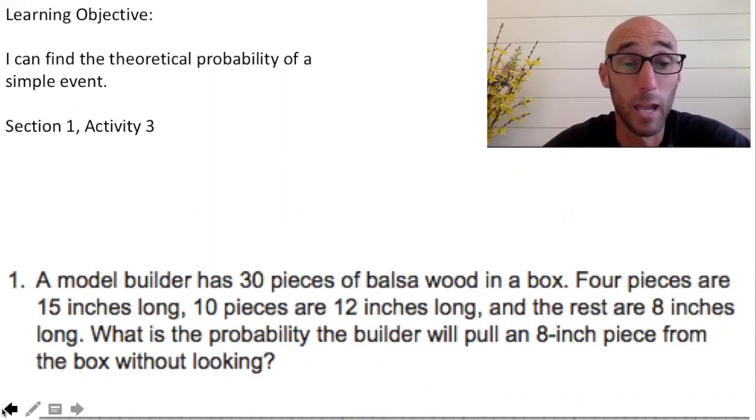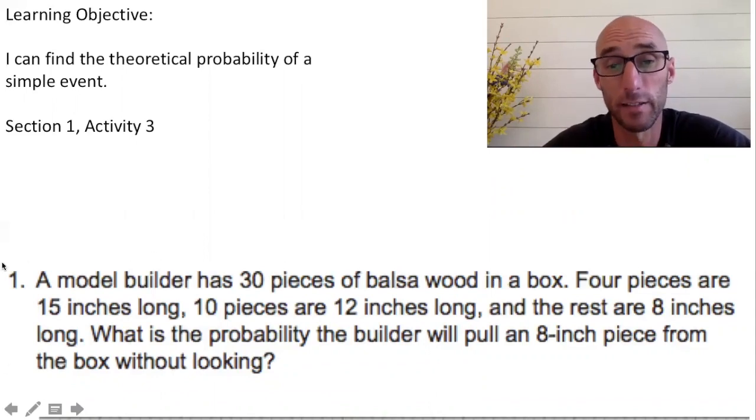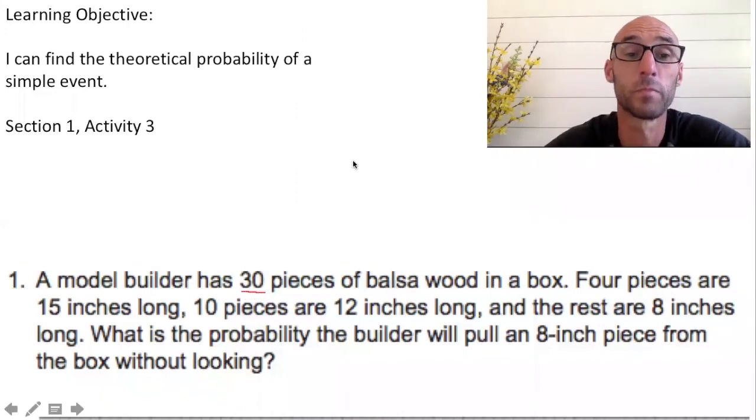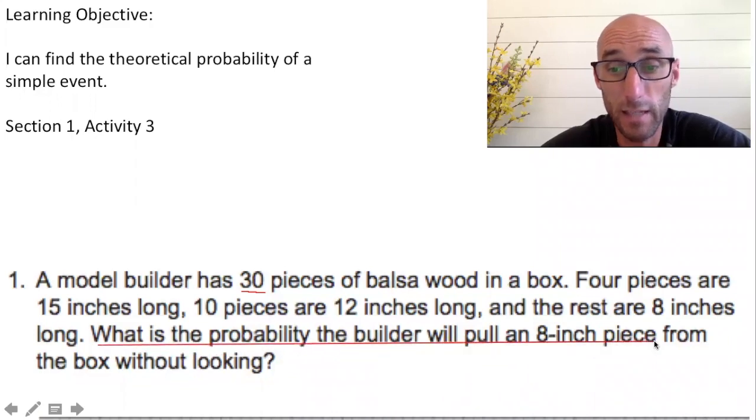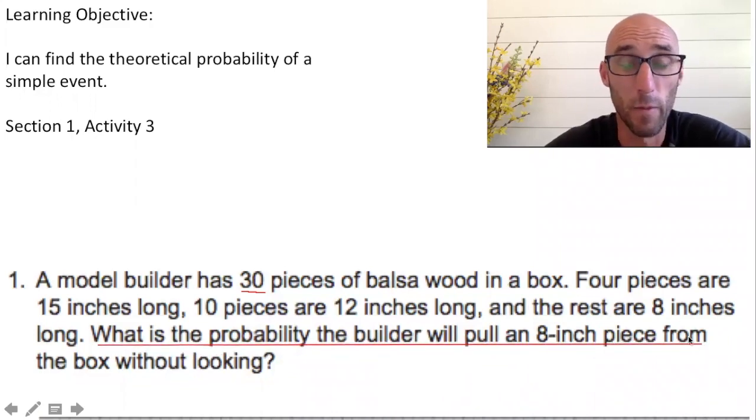Number 1, a model builder has 30 pieces of balsa wood in a box. That sure sounds like a total number of outcomes. 4 pieces are 15 inches long, 10 pieces are 12 inches long, and the rest are 8 inches long. What is the probability that the builder will pull out an 8-inch piece from the box without looking?